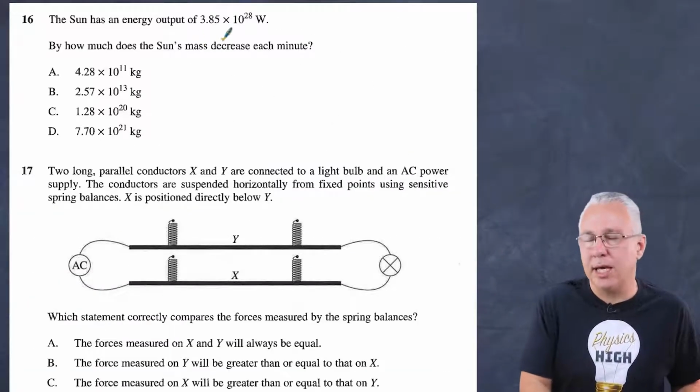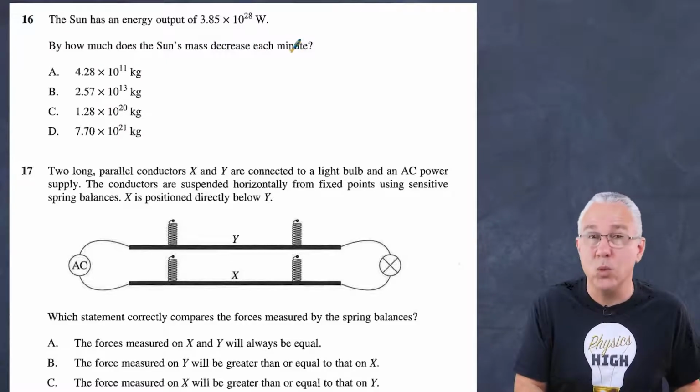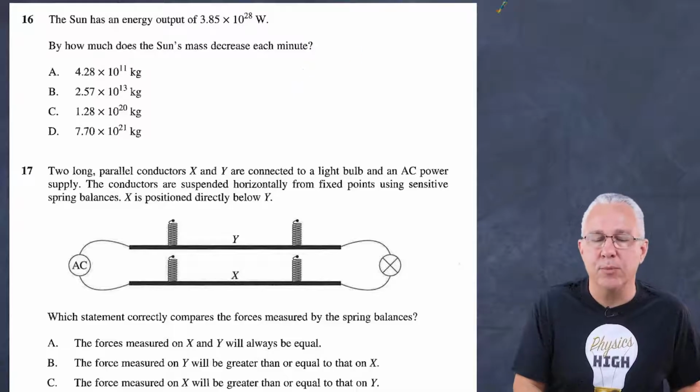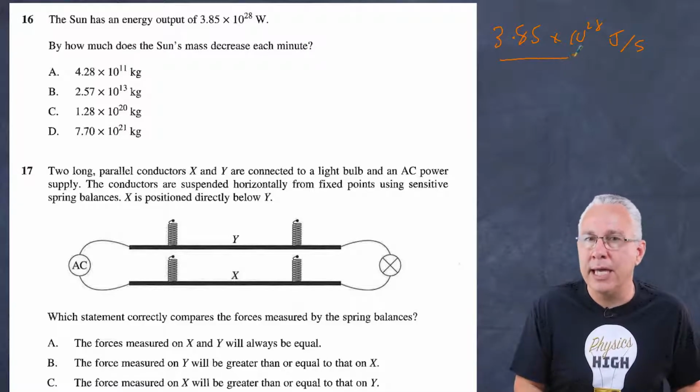Question 16. The sun has an energy output of 3.85 by 10 to the power of 28 watts. By how much does the sun's mass decrease each minute? Well, 3.85 by 10 to the 28 watts is basically saying 3.85 by 10 to the power of 28 joules every second. So we've got that amount of energy being emitted, but we want a drop in mass. So what we do is invoke E equals mc squared, and that means our mass is simply our energy divided by the speed of light squared.